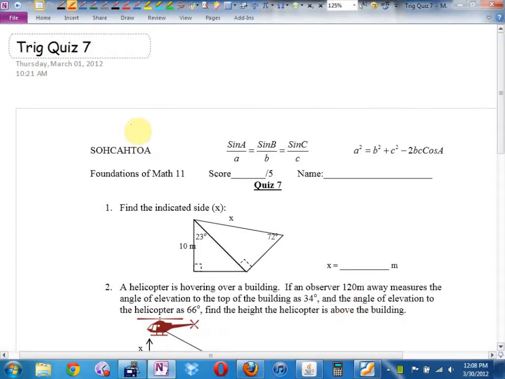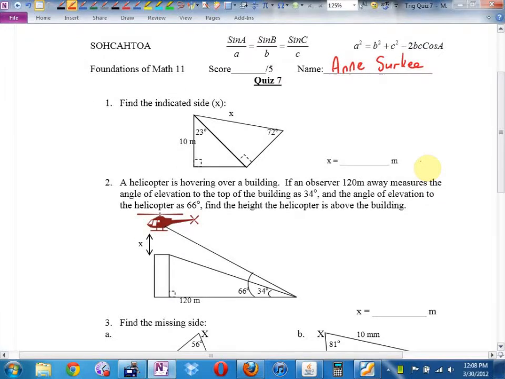Trig Quiz, number 7. Simple 5 marks, very, very short. Find the indicated side X. Now on your test, this would not be a 1 marker because it's multiple steps. I'd probably make this 2 marks or 3 marks. But find the indicated side X.